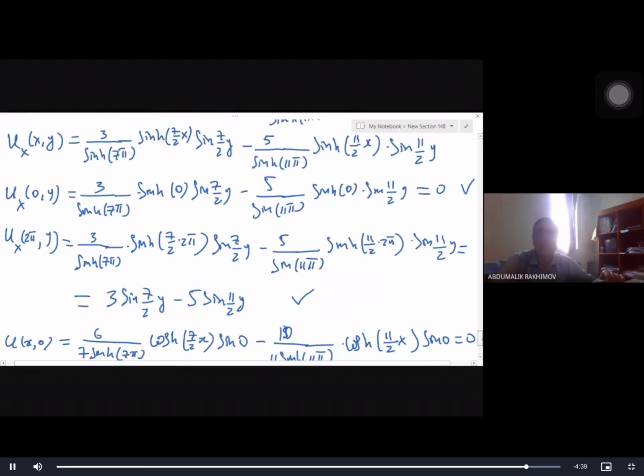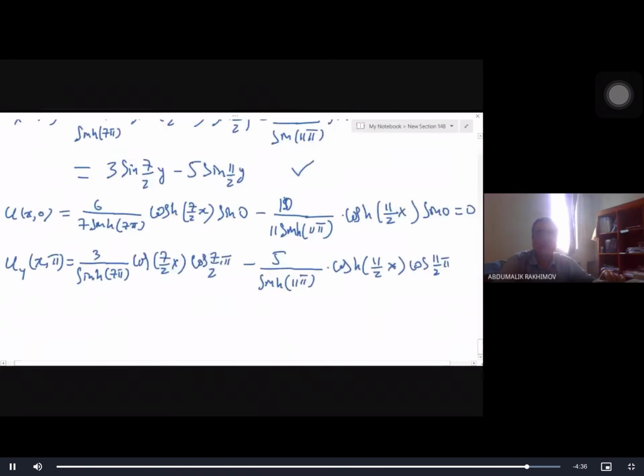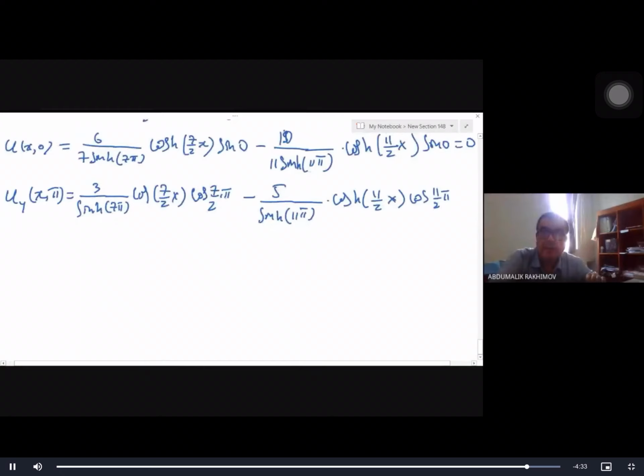So let's check cosine. This cosine is 0. Cosine 7 pi over 2 is 0. Yeah, it is 0. 7 times pi over 2, odd times, not even. Odd times 11 times pi over 2, cosine is 0. So this will be equal to 0. So what we have done, we verified all conditions, right? We verified all boundary conditions.